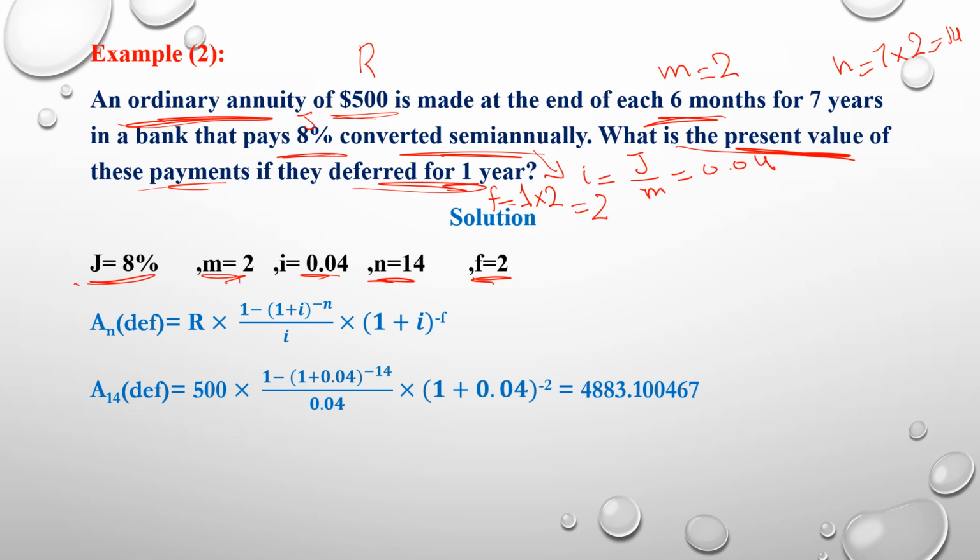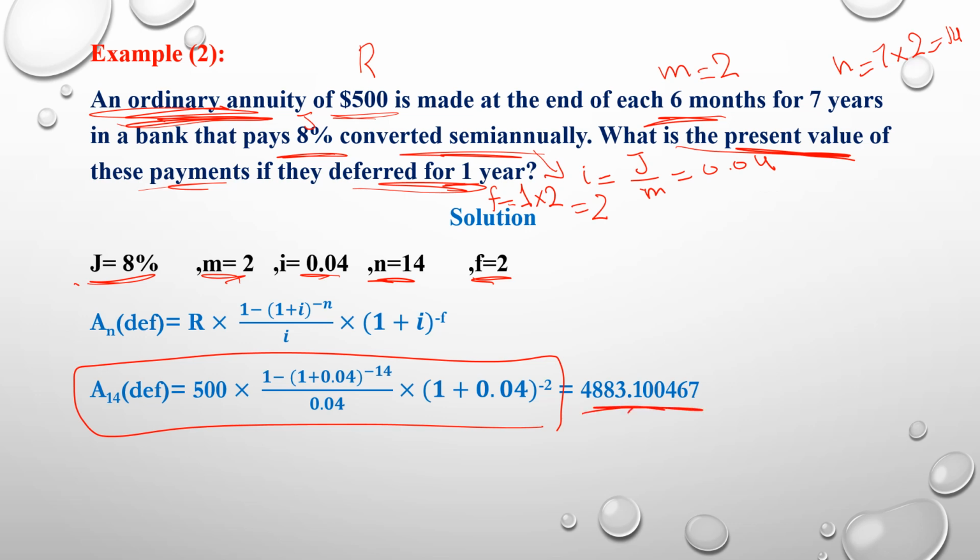And from this example, he said that it is an ordinary annuity, and he needs the present value of this annuity as it's deferred for 1 year. So we will use the formula a_n deferred equals R times (1 minus (1 plus i) to the power minus n) over i, times (1 plus i) to the power minus f. By substituting the values of R, n, i, and f, we get the present value of these annuities, which equals this amount.